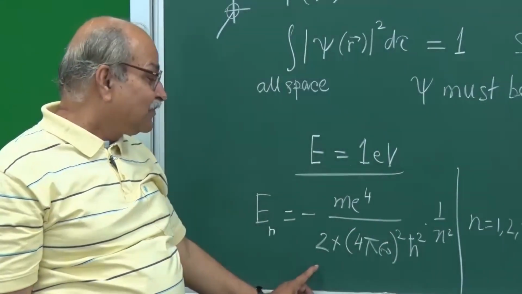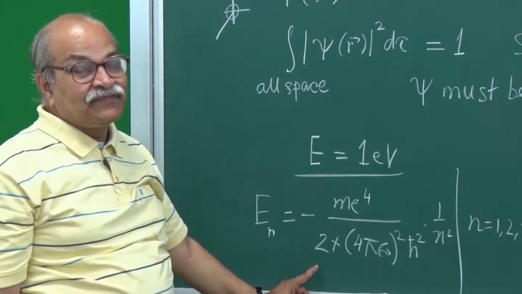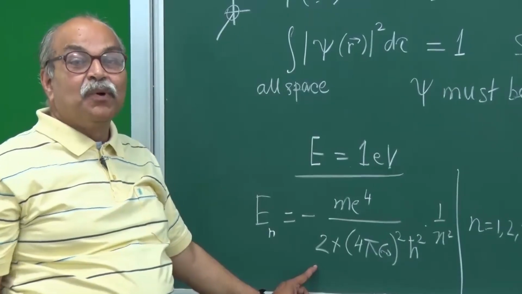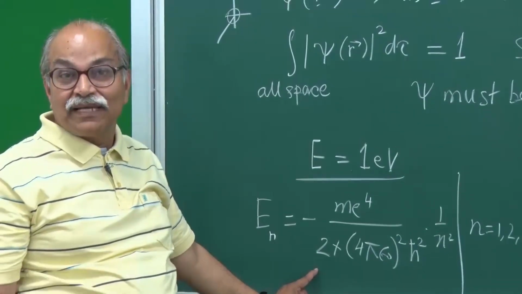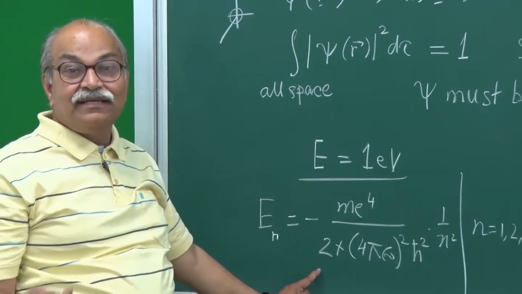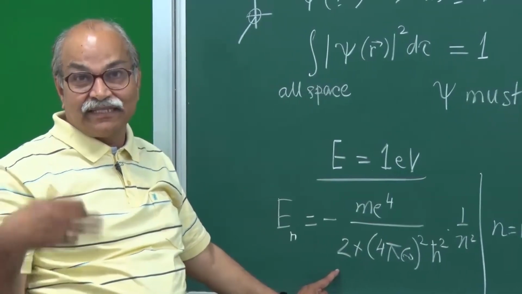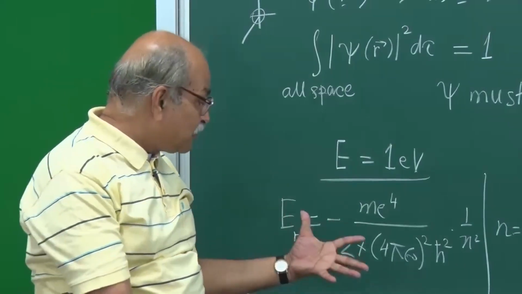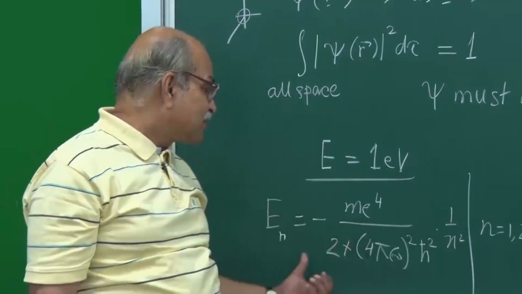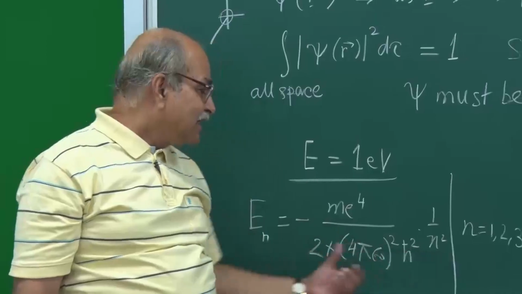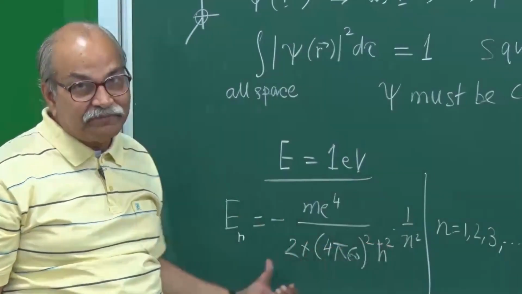And you remember, this is the same expression that we got from Bohr's circular orbit assumptions, and L is equal to n h cross. So the Bohr's model gave me the same expression, and that is why the agreement was so good.